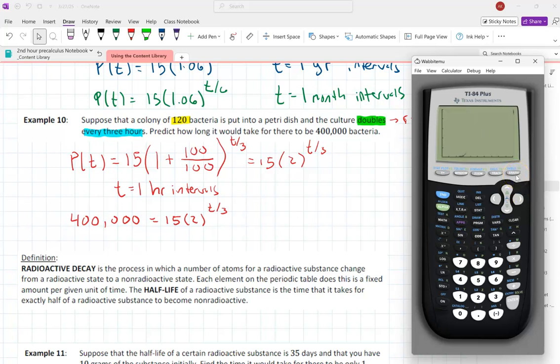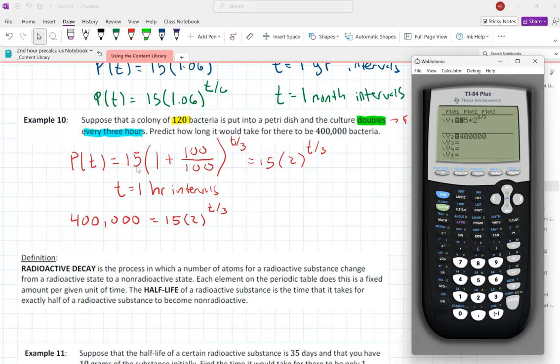Let's hit graph. So there's my, whoa, doubling is fast. So there we go. Second trace, intersect command, enter, enter, enter. And I get 44.1. Is that 15 times? Oh, 15.